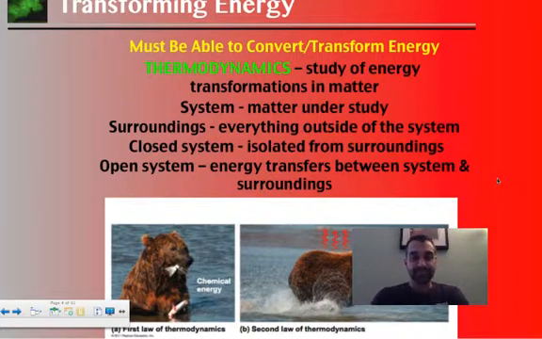The surroundings are going to be anything and everything outside of that system. A closed system is isolated from the surroundings. A lot of times when we do experiments, we're looking at creating a closed system. However, most of the things that we're talking about are going to be open systems, where energy transfer can occur between the system and the surroundings.